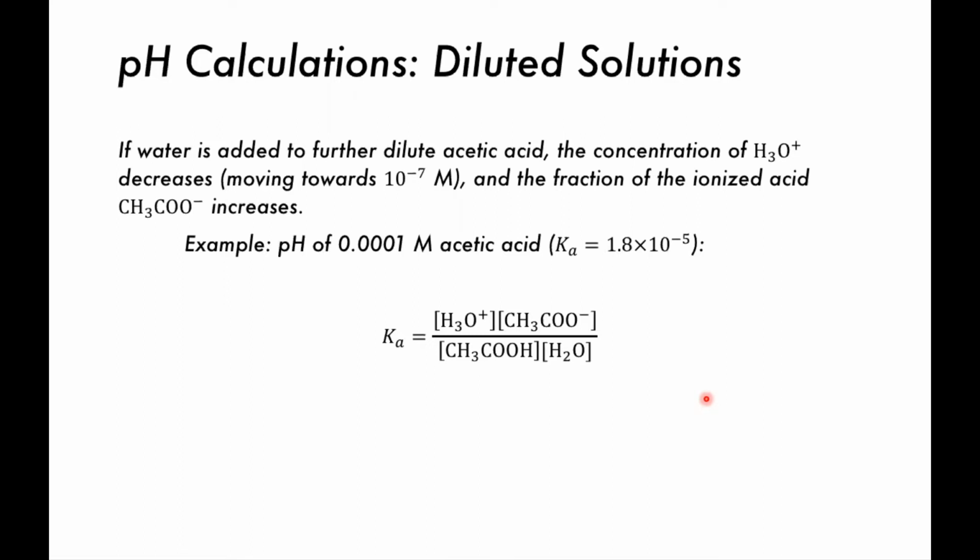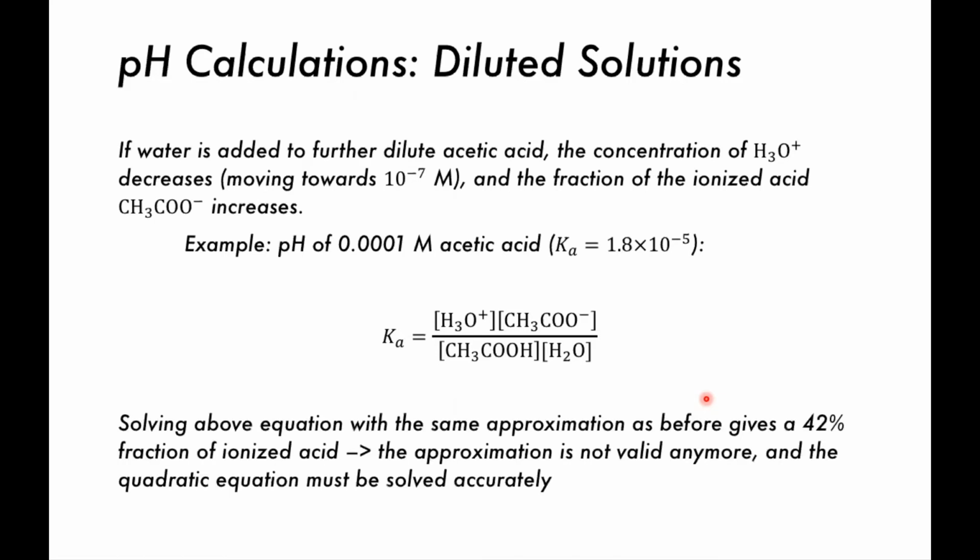So we're asked, what is the pH of 0.0001 molar acetic acid, where Ka is the same, 1.8 times 10 to the minus 5. So our Ka expression is there. It's going to be hydronium ion, basically products over reactants. And so solving the above equation with the same approximation as before gives a 42% fraction of ionized acid. The approximation is not valid anymore, and the quadratic equation must be solved accurately.